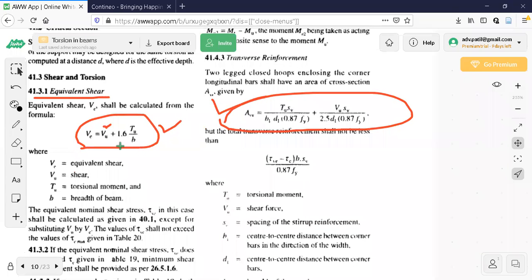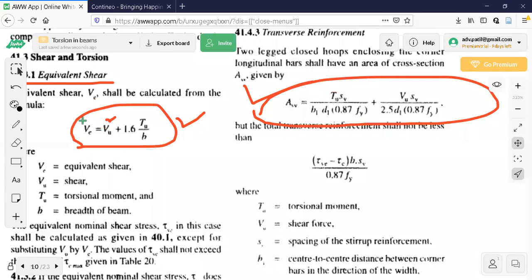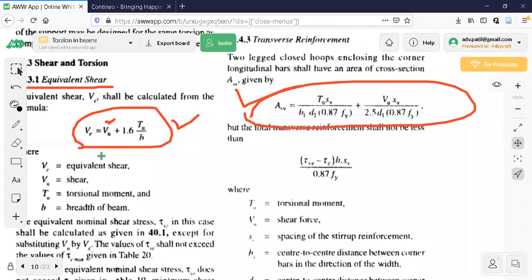Whenever a beam is subjected to bending as well as torsion, the shear has to be calculated like this. Earlier, what was the formula? VU. Without torsion, it was VU. So whenever torsion is also acting on the beam, we have to calculate the equivalent shear force. You can say this is VE. For this VE, we have to design shear reinforcement.